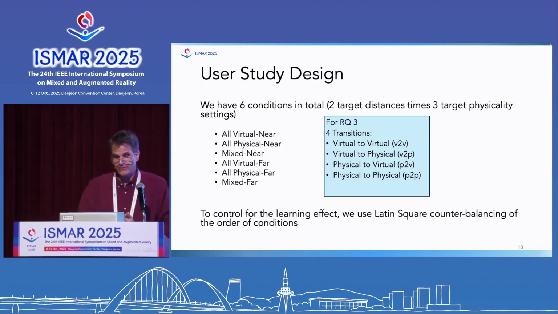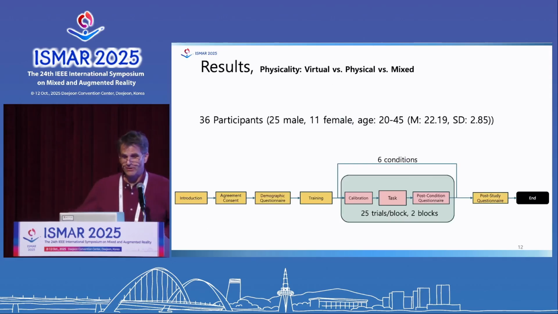All right, user study design. We have 6 conditions, right? 2 times 3. There are 2 distances and 3 virtuality conditions: all virtual, all physical, and mixed, so 6 total. And then, remember research question 3, we were interested in transitions as well. Obviously, there are 4: virtual to virtual, virtual to physical, physical to virtual, and physical to physical, okay? And we used Latin square counterbalancing of the order of conditions. This is the full design of the study. We had 36 participants from our human subjects pool at the university.